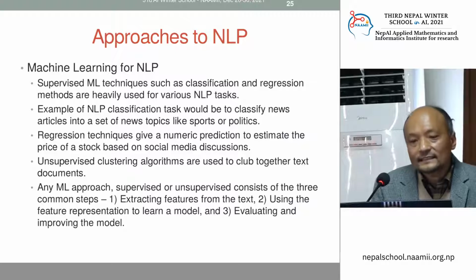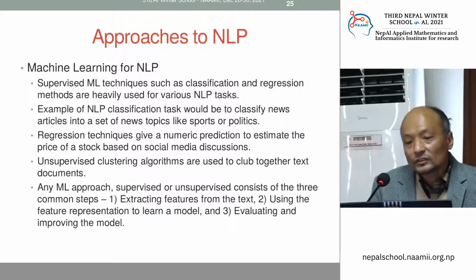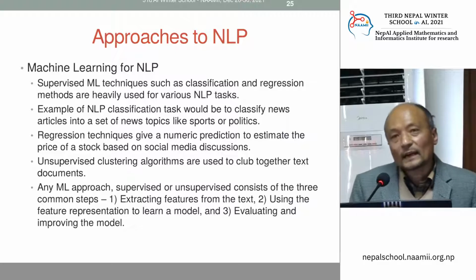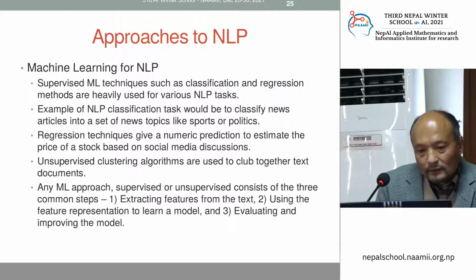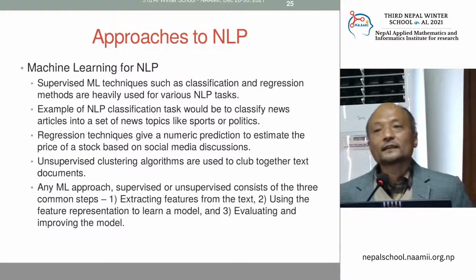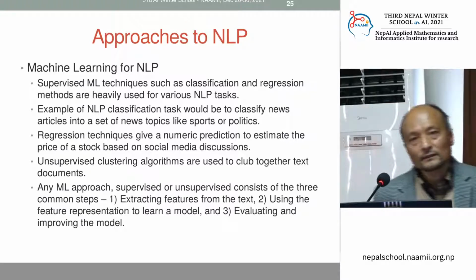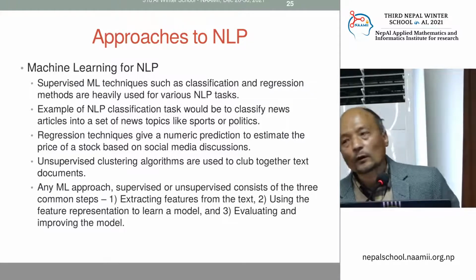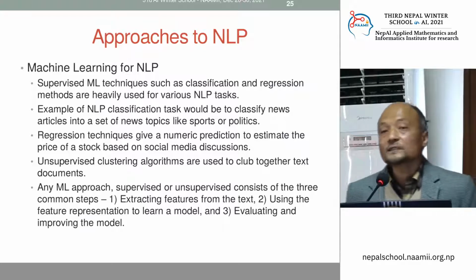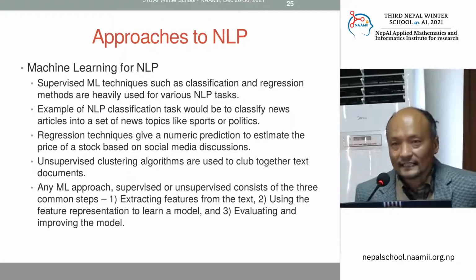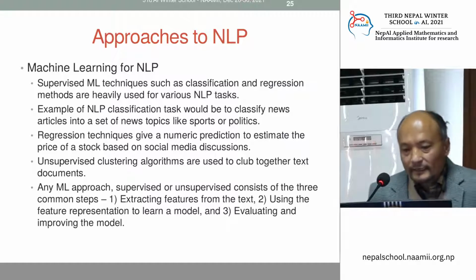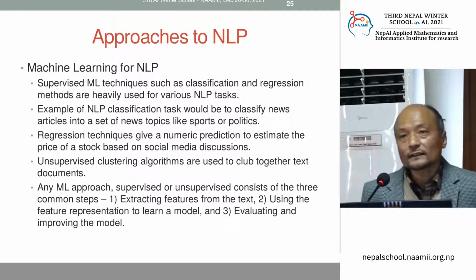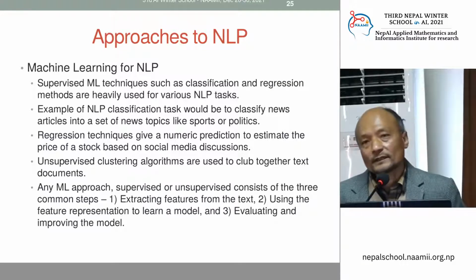Regression techniques are used for giving a numeric prediction of, let's say, the price of a stock or real estate. And unsupervised clustering algorithms are essentially used for exploratory data analysis, also known as EDA, and for clustering similar documents.